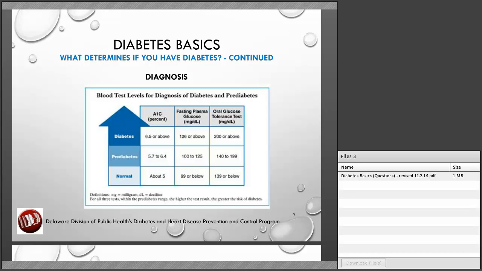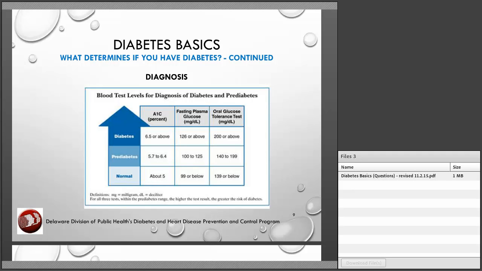Some of the other tests that measure are the oral glucose tolerance test and the A1C. The A1C measures the blood sugar amount in your blood over a 3-month period. It gives you an average level. A normal A1C would be about 5. A diabetic A1C test would be 6.5 or above.